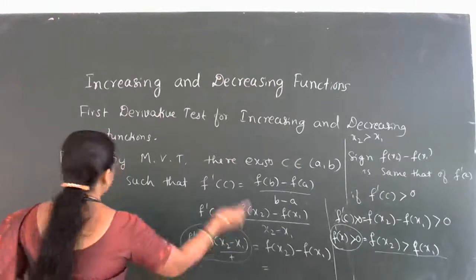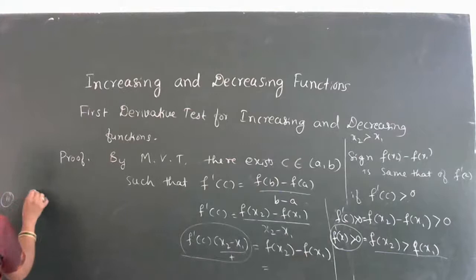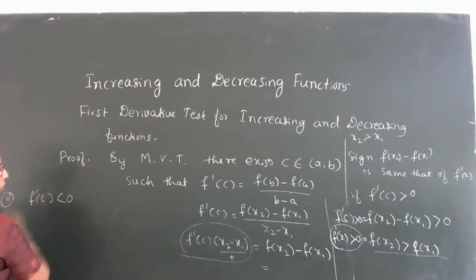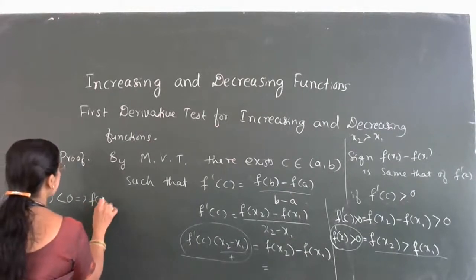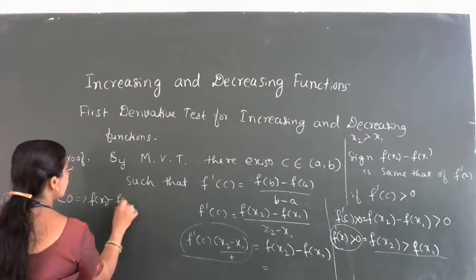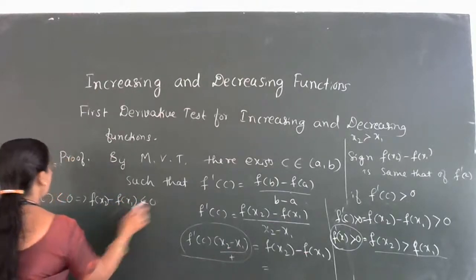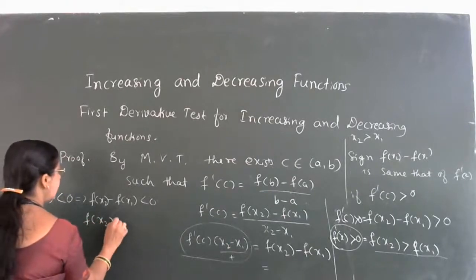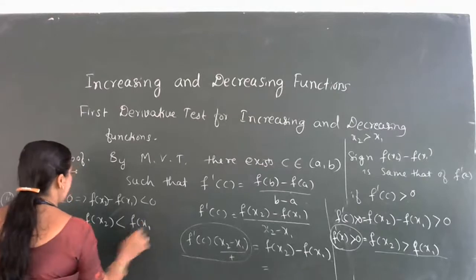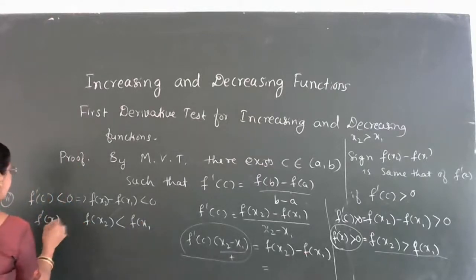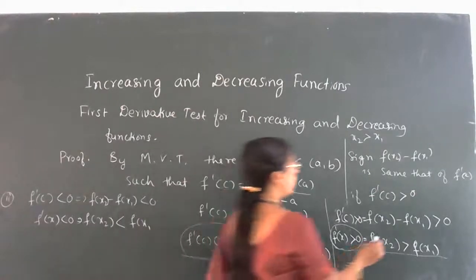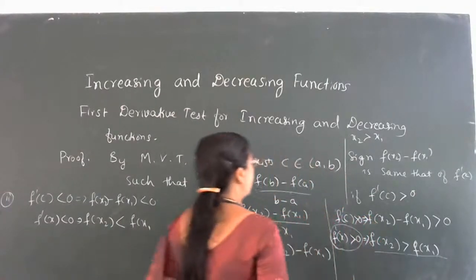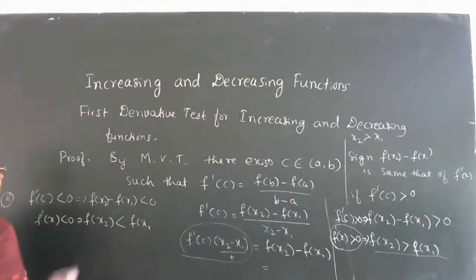In the same way, for the second case, if f dash c is less than 0, then f of x2 minus f of x1 is less than 0. Therefore, f of x2 is less than f of x1. Here also f dash x is less than 0, which implies f of x2 is less than f of x1.